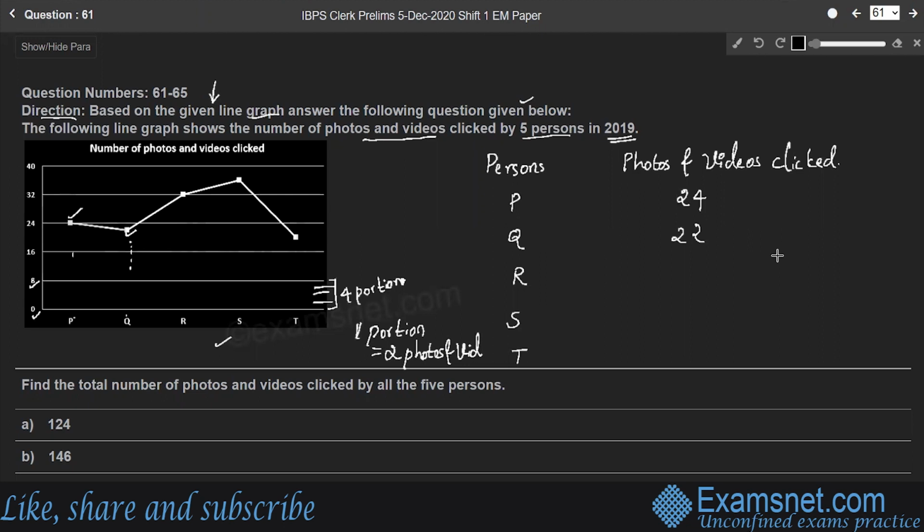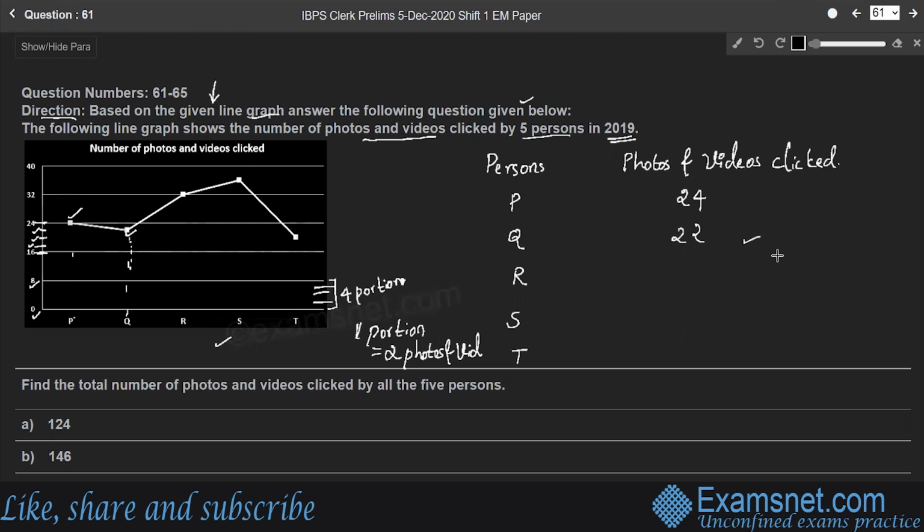One portion is equal to 2 photos and videos. Here, look at 16 and 24. So between 16 and 24, there are 4 portions. So each portion is equal to 2 photos and videos. So after 16, the next portion is 18, next is 20, next is 22. So here Q has clicked 22 photos and videos, right?